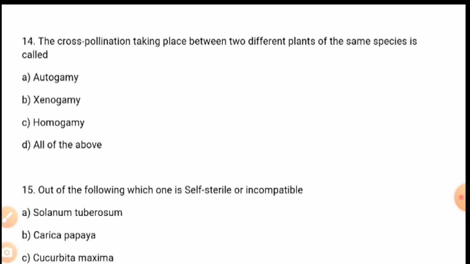Now question number 14 is in your screen. The cross pollination taking place between 2 different plants of the same species is called. Here 2 different plants, it may be potted plants, 2 plants in 2 different pots, and these 2 are from the same species. If pollen grain from one plant falls upon the stigma of another one, then it is called, there are 4 options: autogamy, xenogamy, option C, homogamy, option D, all of the above. The correct option is B, because it is xenogamy.